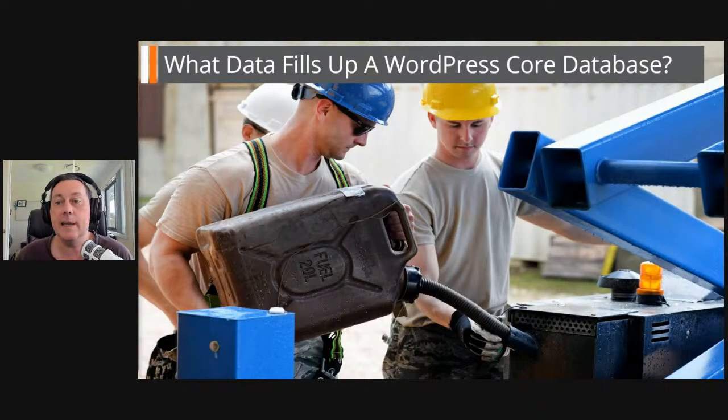Okay, so what kind of data fills up the core WordPress database? Well, the usual offenders, and we're not talking about all these additional plugins, this is just the WordPress core on its own. The usual offenders for quickly increasing the size of WordPress core database tables are things like post revisions, spam comments, orphaned post metadata, expired transients, and trash. And we're going to look at some of those just now.